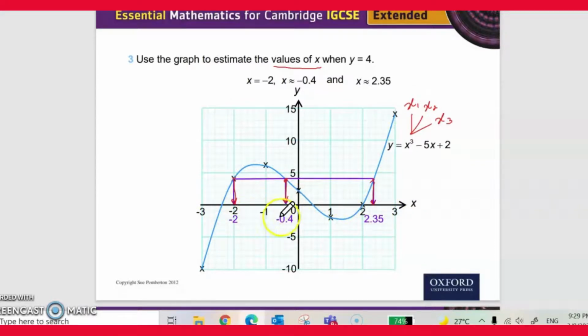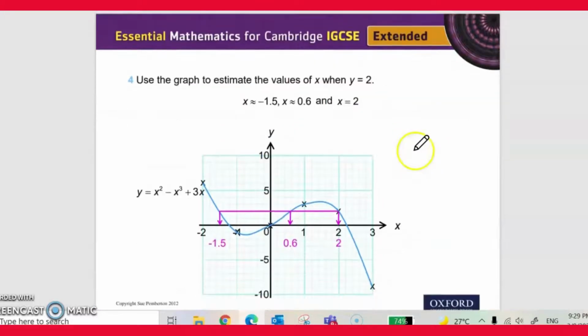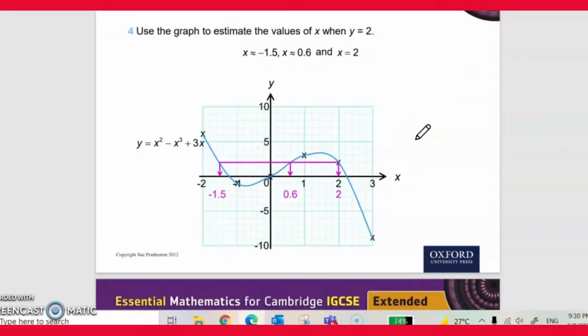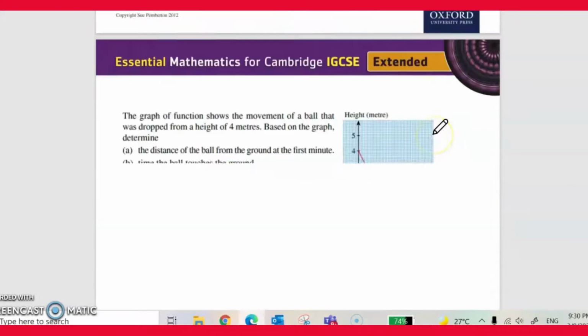Okay, so we have 3 values which are 2.35, negative 0.4 and negative 2. Okay, so next we go to the next question. Use the graph to estimate the values of x when y equal to 2. So sama juga, we draw a vertical line, y equal to 2 here, and then we get x equal to negative 1.5, x equal to 0.6, and x equal to 2.